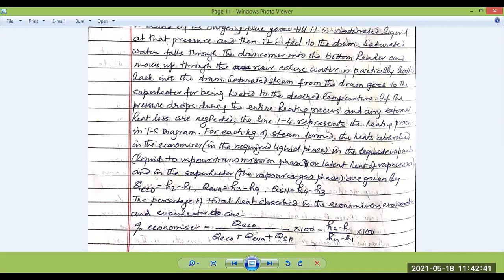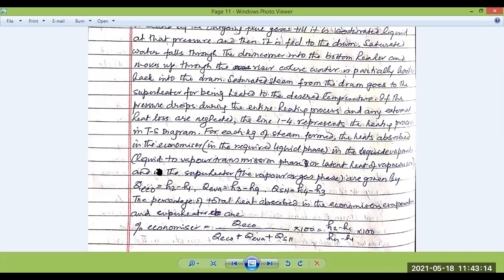You see how the steam is formed. First, heat is absorbed in the water in the economizer. The economizer is heated by a portion of the flue gases itself, and the water is heated into the required liquid phase. Then it goes to the evaporator, where the liquid to vapor transition takes place, meaning water boils at 100 degrees centigrade or so, according to the pressure, and latent heat of evaporation is absorbed there to convert the total water into steam.